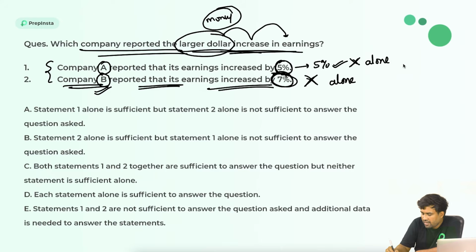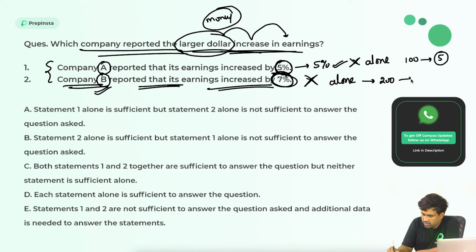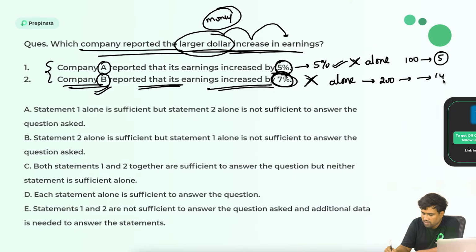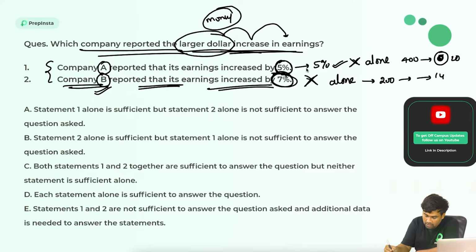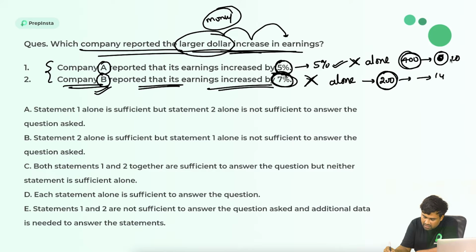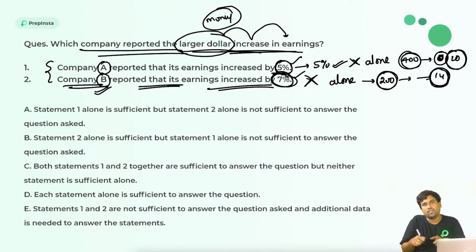So for example, company A has an increment of 5% on 100 rupees. For example, they have invested $100 in their business. 5% increment means 5 rupees they got as profit. And if B invests 200 rupees, 7% is nothing but 14 rupees they got. But if company A invests 400 rupees, they will get 20 rupees, right? So if the investment amount changes, the profit increment also changes. The percentage may remain the same, but based on the investment dollars, the amounts change.